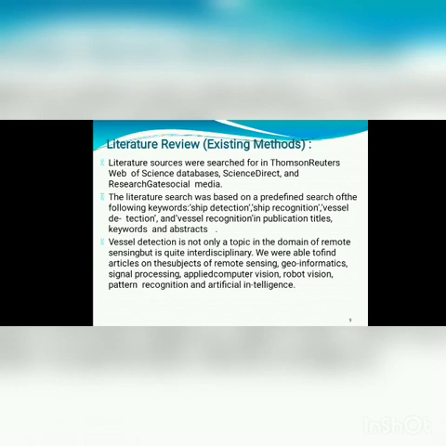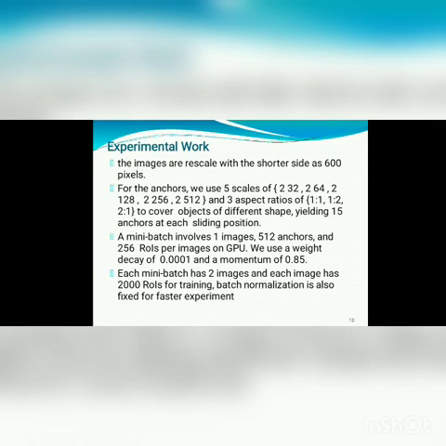Now let's see the experimental works. The image is rescaled with the shorter side as 600 pixels. For the anchors, we used 5 scales, and 3 aspect ratios, that is 1:1, 1:2, 2:1, to cover objects of different shapes, yielding 15 anchors at each sliding position. A mini batch involves 1 image, 512 anchors, and 256 ROIs per image on GPU.